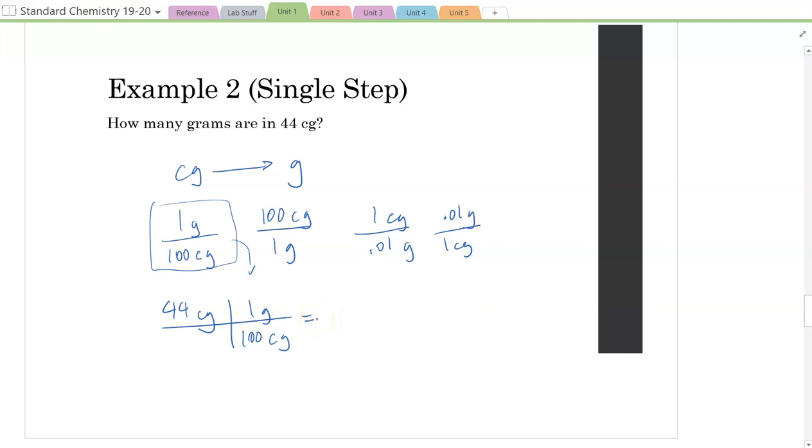And then at this point, I have the unit that I want on top. And the math here is pretty straightforward. 44 times 1 divided by 100, that's going to be 0.44 grams. And again, double checking your significant figures. This is 2 that's given to us. This is infinite and infinite because these are also defined relationships. So the resulting value must also have 2 significant figures, which we have here, 0.44 grams.